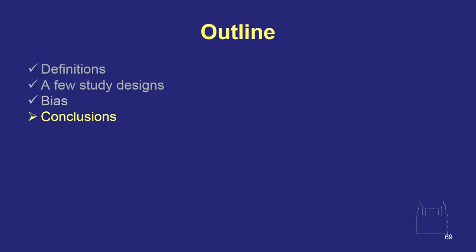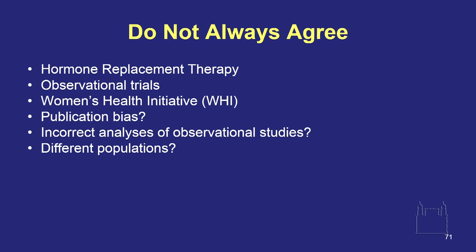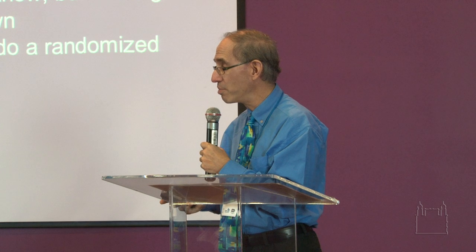The conclusions, we already know them. Observational studies are very useful. They can be cheap, they can be efficient. Don't downplay them. Don't think they're worse than they can be. Do they always agree with gold standard randomized trials? No, but that doesn't tell you which is better. You could also do bad randomized controlled trials. So again, you gotta know the strengths of both types of studies.